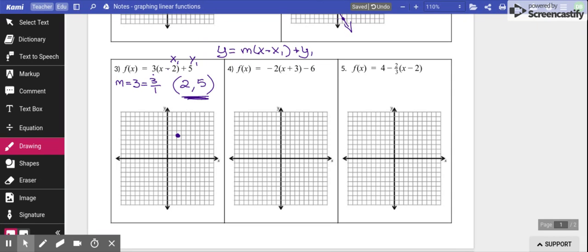So from my starting point, I'm going to move my slope up 3 over 1. And I can go in the other direction. I can go down 3, but then I would have to go over -1. Make sure my points are all on the same line. And then I can draw my line.